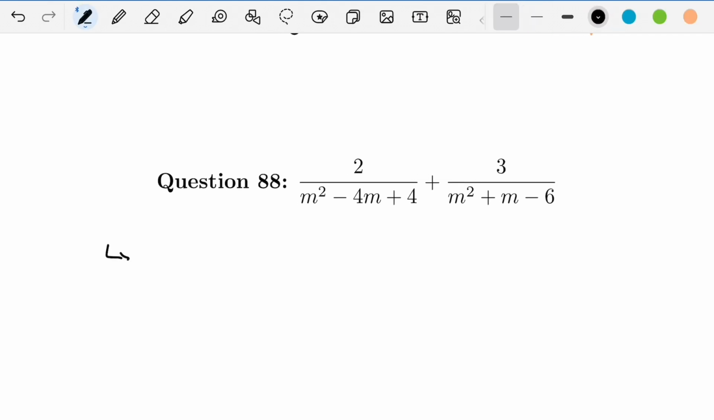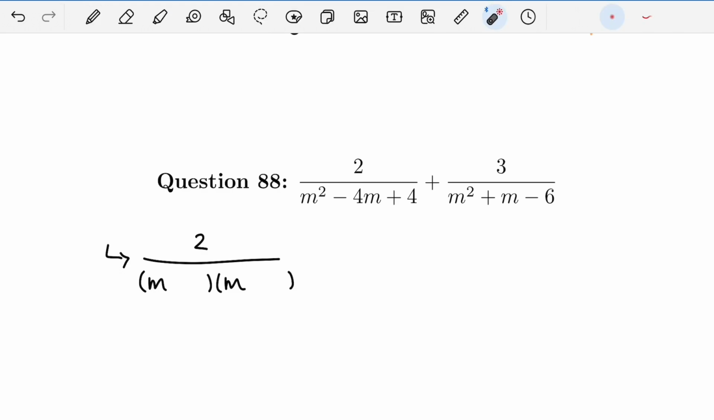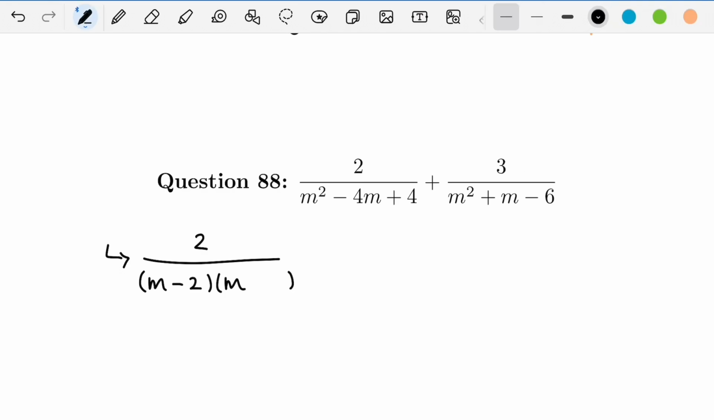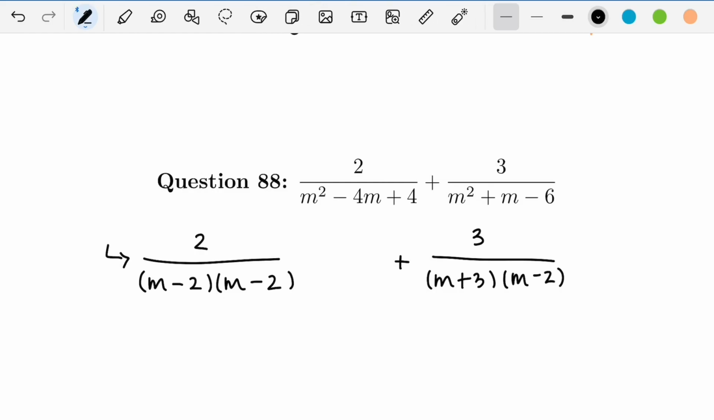So, what we're going to do is rewrite this. Factoring our first denominator here, since the coefficient of our squared term is 1, we know our factored form is going to look like this here. Now, the numbers here are going to be -2 and -2 since they multiply to give us +4 and add to give us -4. Now, doing something similar for this next expression here, factoring our denominator, we're going to get m plus 3 times m minus 2. So notice that the factored form of both of these polynomials here share a common factor of m minus 2.